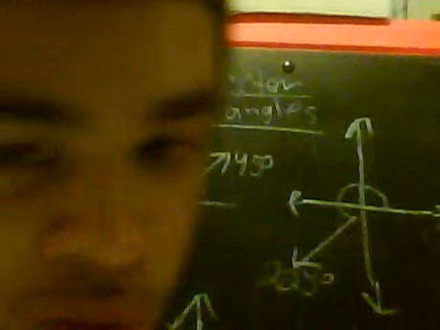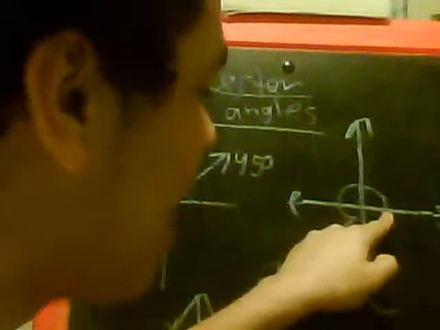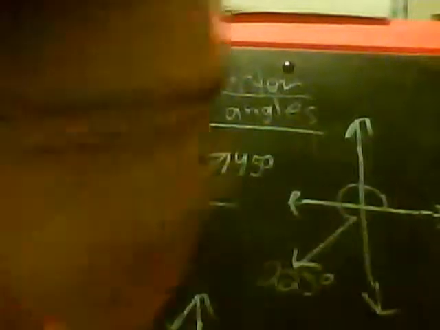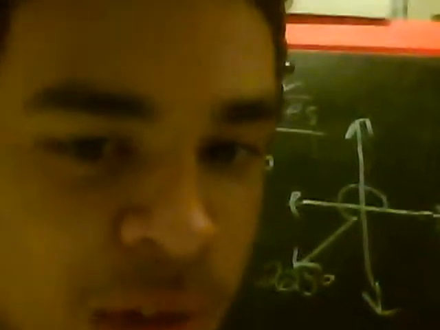Likewise, this angle over here will be 225 because you start at the positive x-axis. You make the full spin around to 225. We'll be talking more about trigonometry and how that plays into vectors in a couple videos.